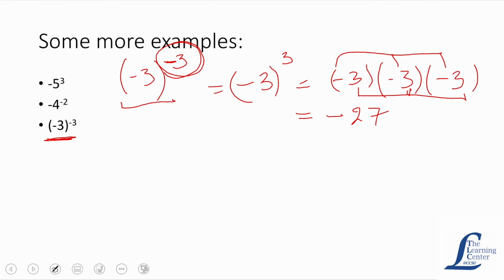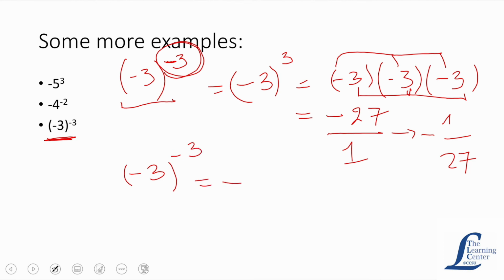So now we want to flip negative 27. This is equal to negative 27 over 1. And then we take the reciprocal of negative 27 over 1. That would be negative 1 over 27. Negative 3 in parentheses to the negative 3 is going to be negative 1 over 27. So that is how you do exponents.